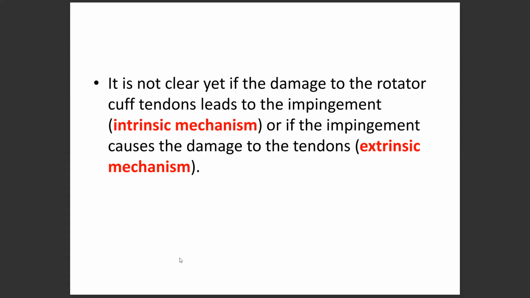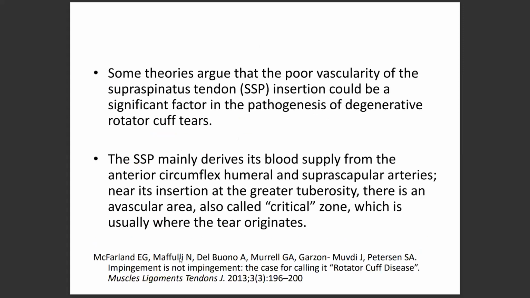It is not clear yet if the damage to the rotator cuff tendon leads to the impingement or if the impingement causes the damage to the tendon. Some theories argue that the poor vascularity of the supraspinatus tendon insertion could be a significant factor in the pathogenesis of degenerative ruptures. SSP means supraspinatus, the S means supra and SP means spinatus. Similarly, there is ISP, which means infraspinatus.